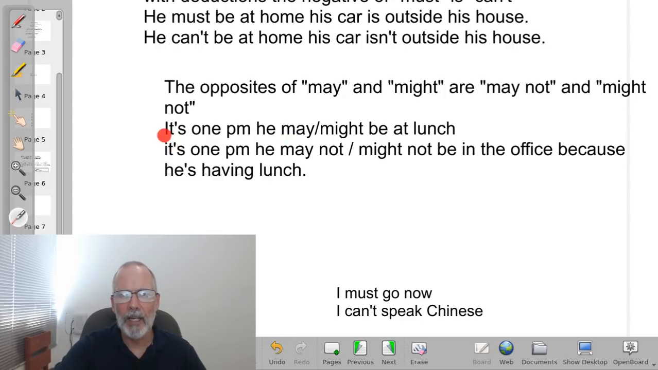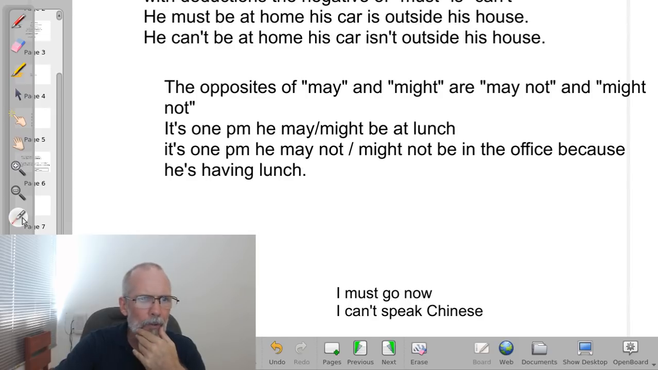Additionally, we can say, it's 1 p.m., he might be at lunch. Remember, we can say it's 1 p.m., he may be at lunch, or it's 1 p.m., he might be at lunch. It's the same, only remember, might is less formal. It's 1 p.m., he may not be in the office because he's having lunch. It's 1 p.m., he might not be in the office because he's having lunch. It's the opposite. The opposite of may is may not, and the opposite of might is might not.